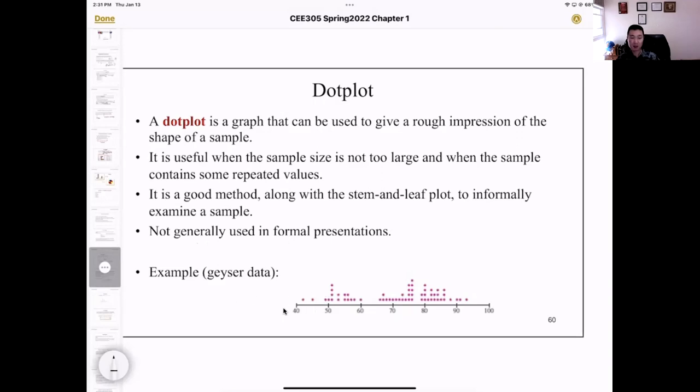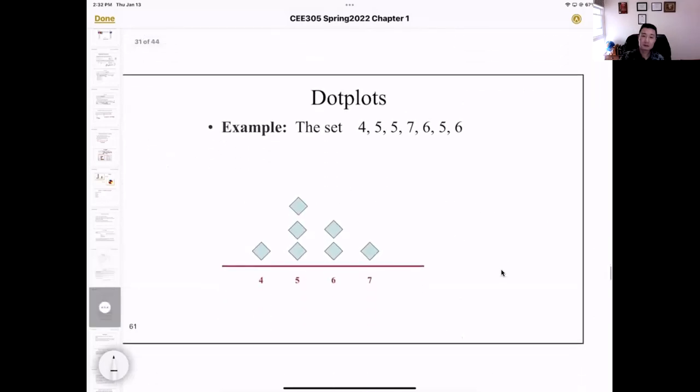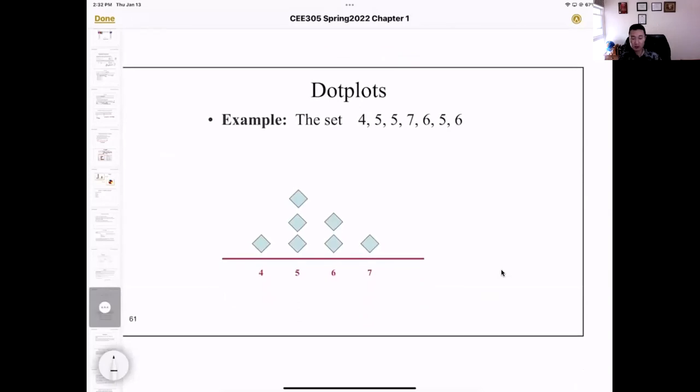This is the dot plot for the Old Faithful geyser dormant period result. For example, under 51, we have four dots, which means we have four 51-minute periods. We have one 60 minutes, and so on. Another example: we have seven sample values, 3, 5, 2, 6, 1, 4, and 7. We can easily put this in a dot plot.